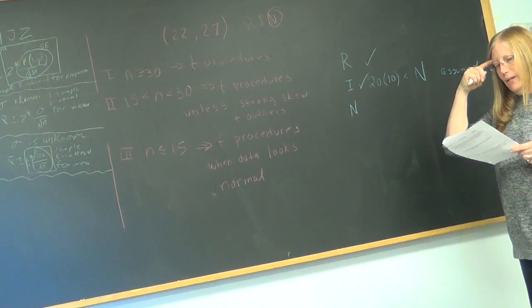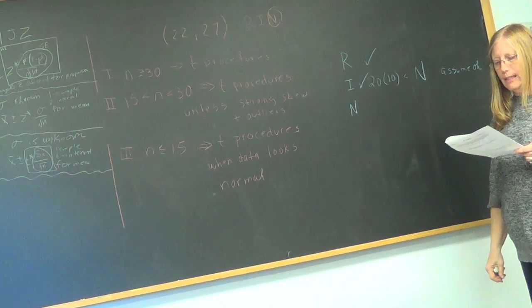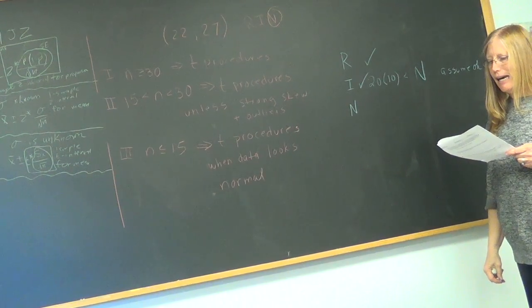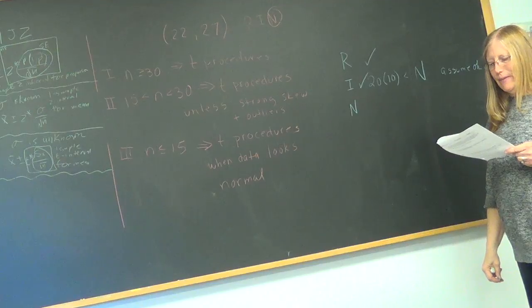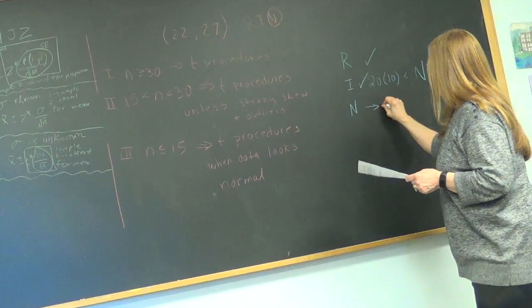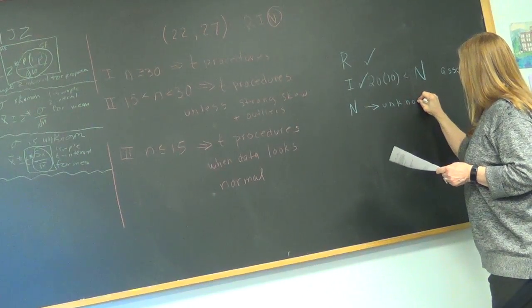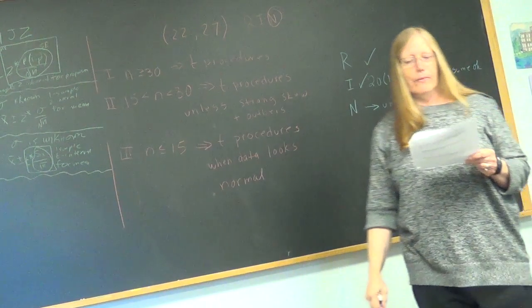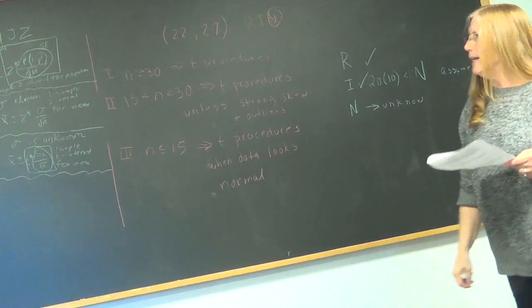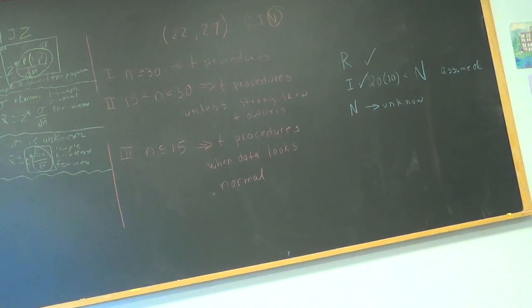All right, Joel, what about normality? Do we not know if it's normal or not? Right. Right now, I don't see any indication that it is normal. If it came from an overall population that was normal, then we would assume normality. However, we weren't told any of that. So right now, normality is unknown.